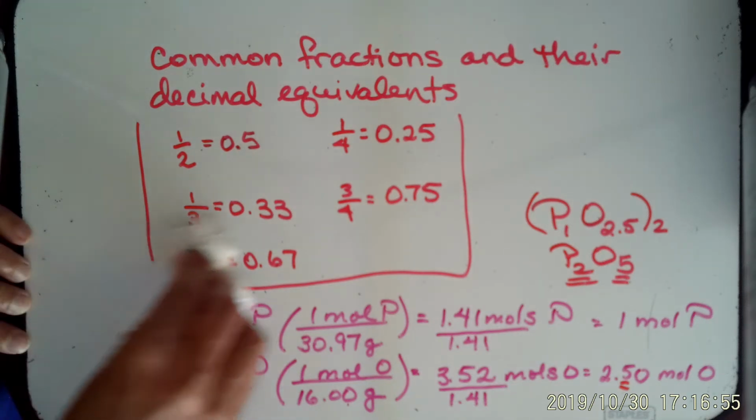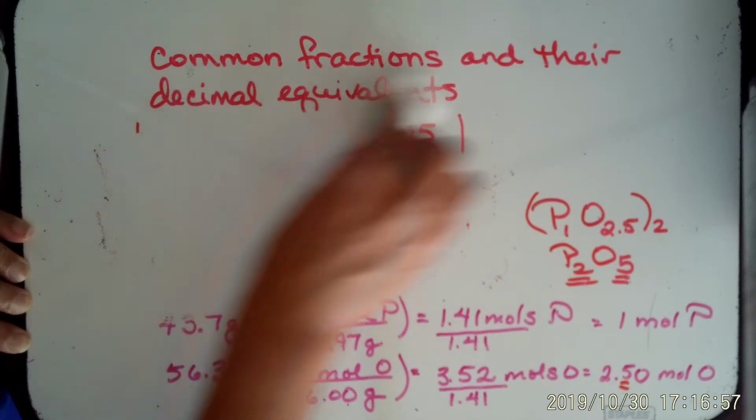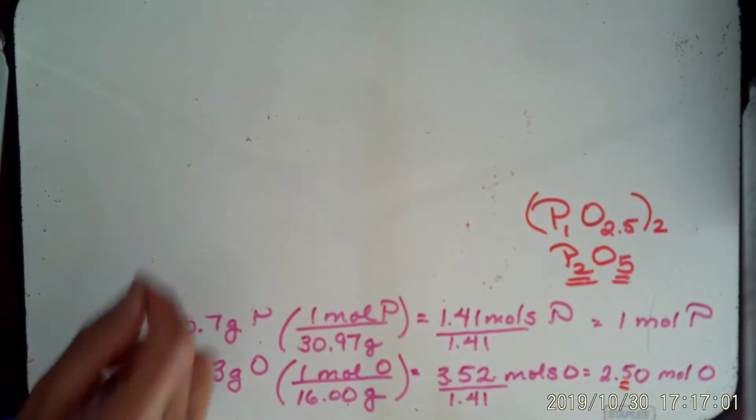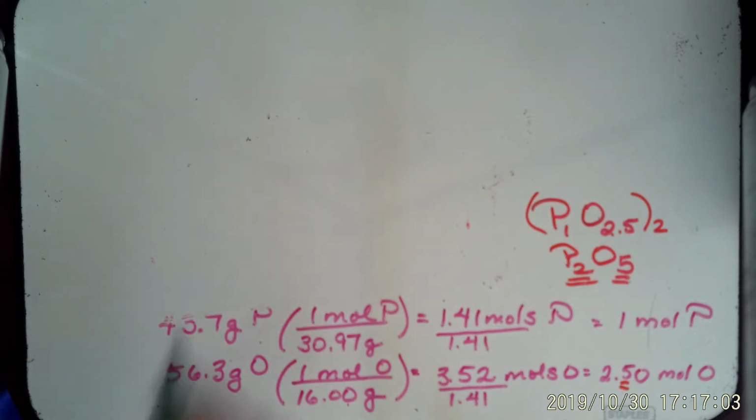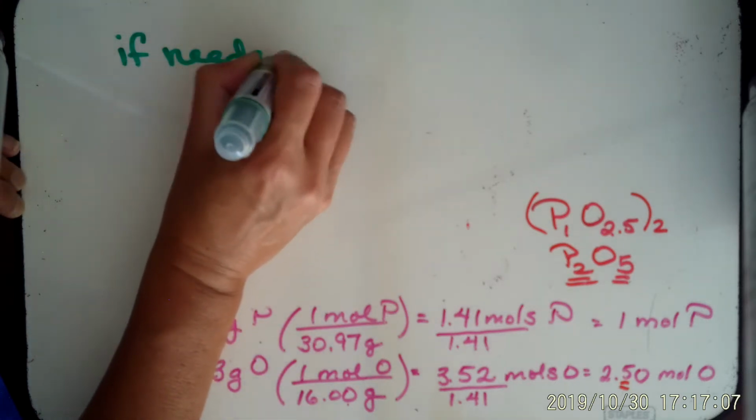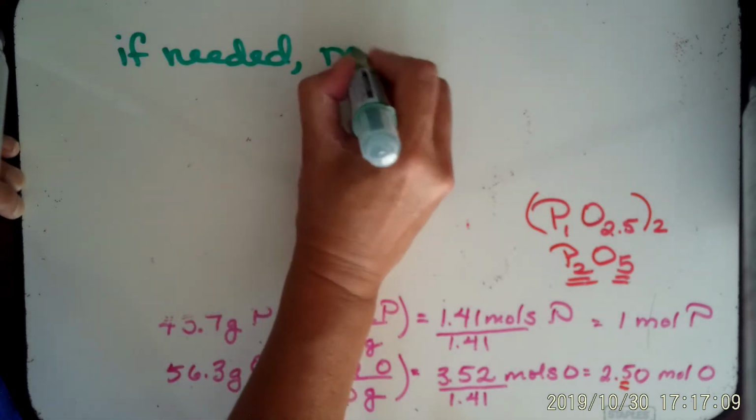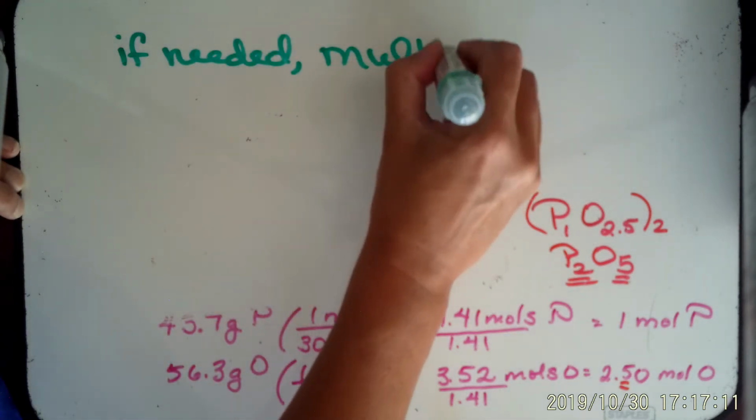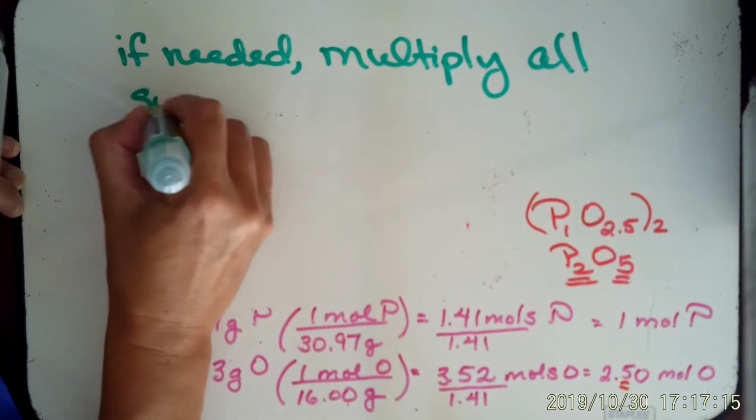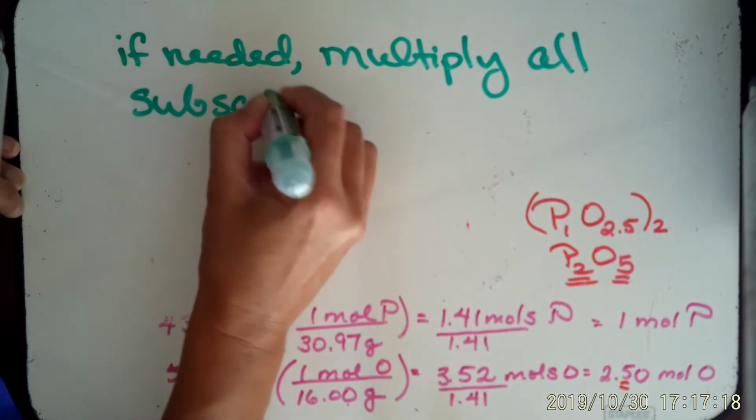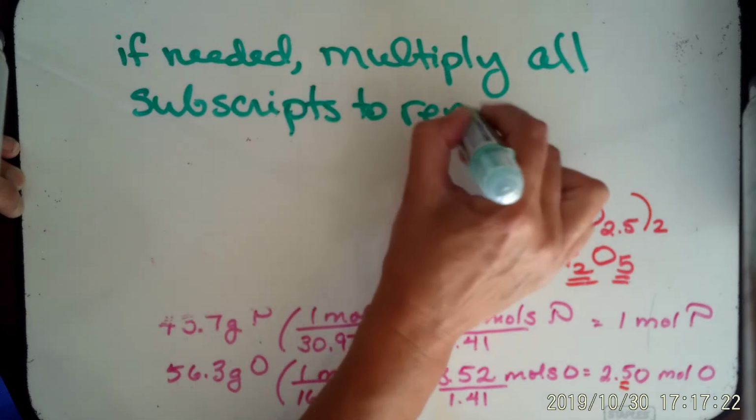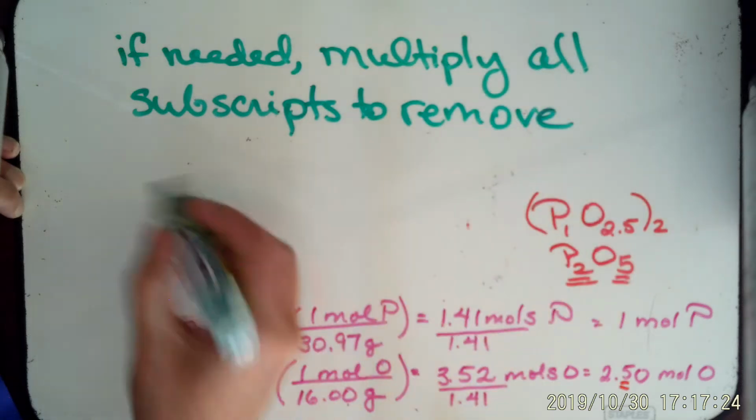So the last step, if you have a fraction, is to multiply, if needed, all subscripts to remove fractions.